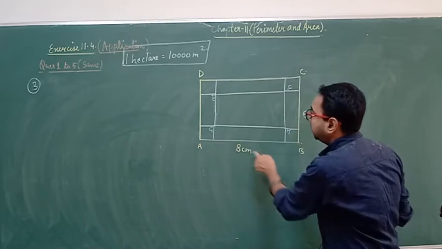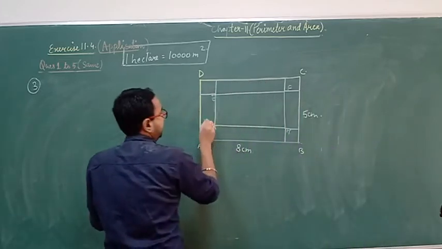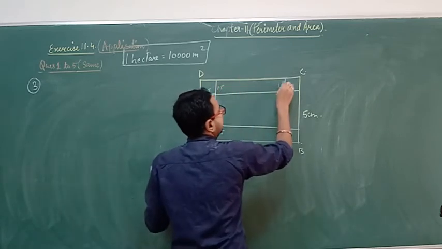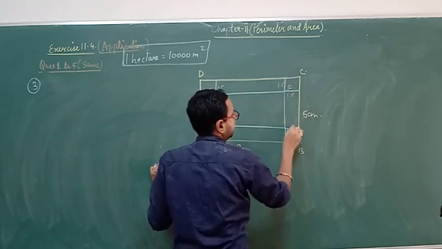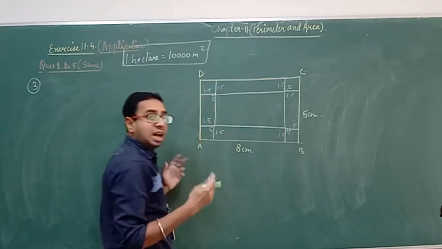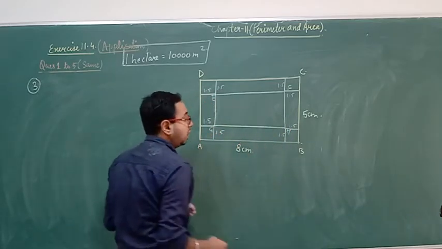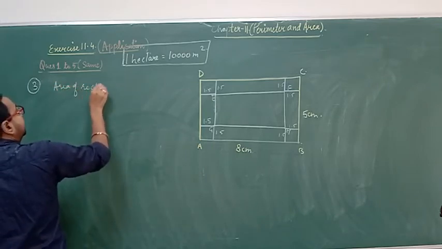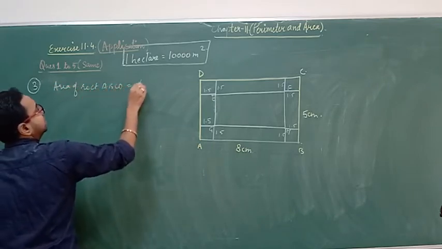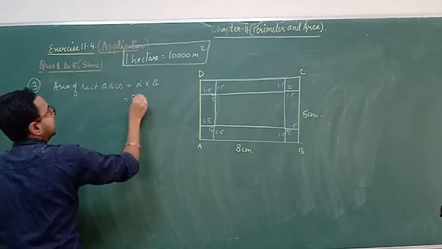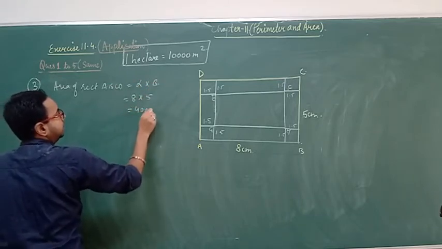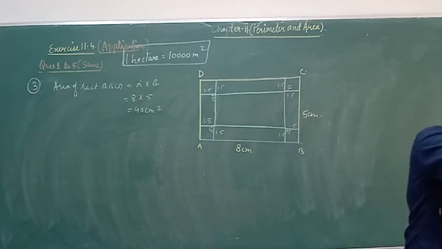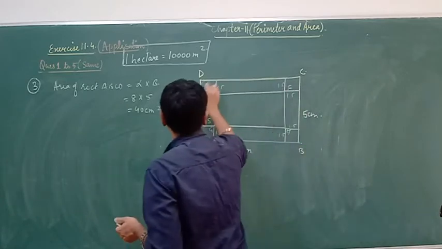if I say this complete is 8, this is 1.5, this is 1.5 on each side. Earlier what we were doing, we added. Now what we'll do, we'll find the area of rectangle ABCD, that is length into breadth, that is 8 into 5, that is 40 centimeter square. We have to find the area of margin. Total area covered by the margin.